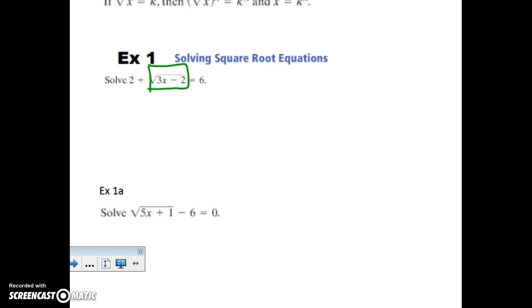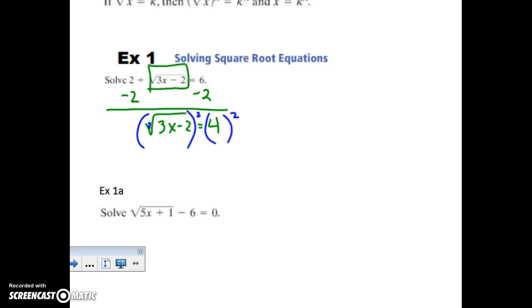I'm just going to put it in a little box for a minute. So get the box by itself, subtract 2 from both sides, and that's going to leave you with the square root of 3x minus 2 equals 4. And then this is a square root, so even though we don't see it, there's an index of 2 there. So that means we're going to take it to the second power on both sides.